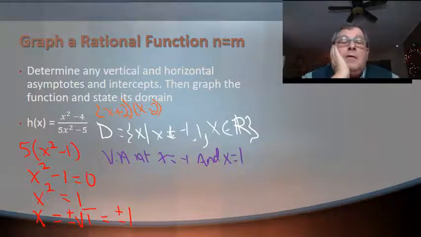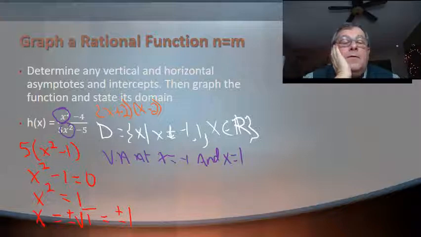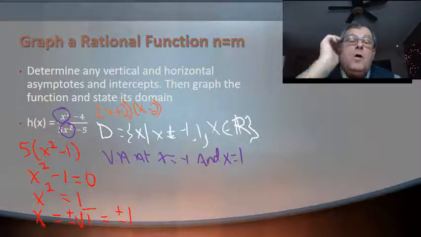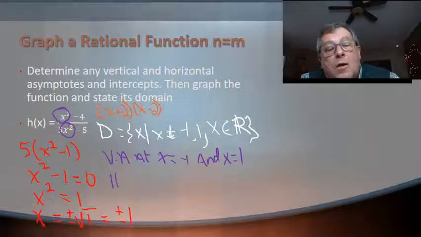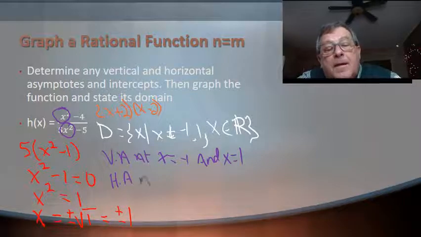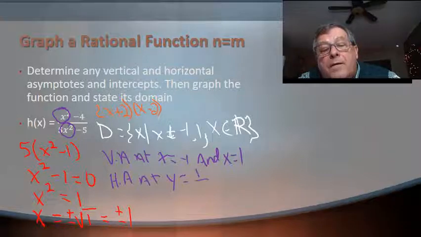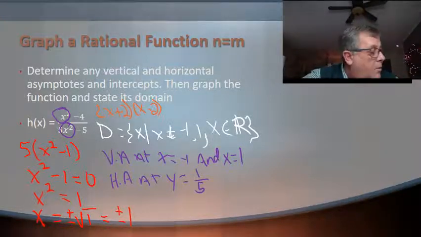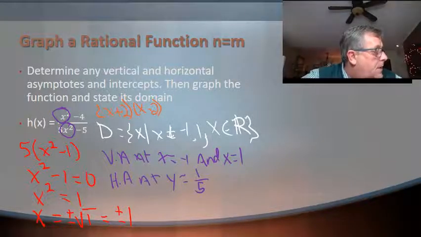All right, now what about my horizontal asymptotes? Well, I see that my powers here, I've got x squared and I've got x squared. They're the same, they're equal. And so I'm looking at the ratio of the lead coefficients. And even though I don't see a 1 in front of this x squared in the numerator, there is 1. And so I'm going to have a horizontal asymptote. My ratio is 1 over 5, at y equals 1/5.